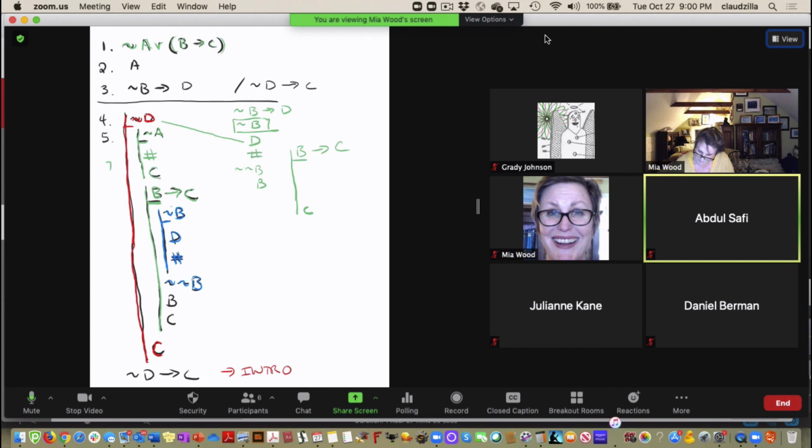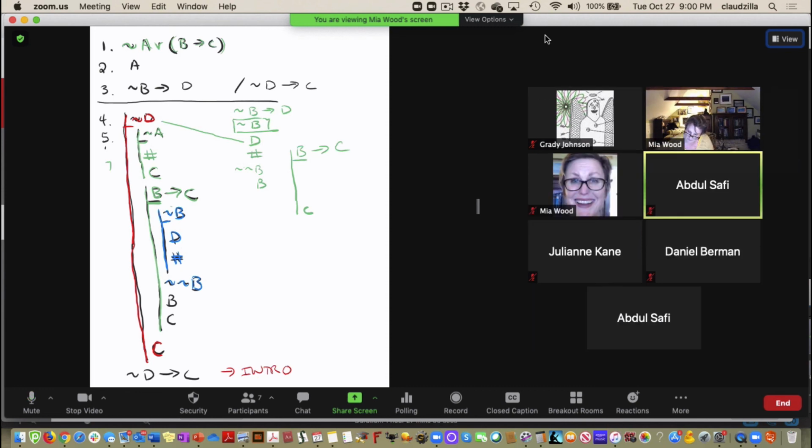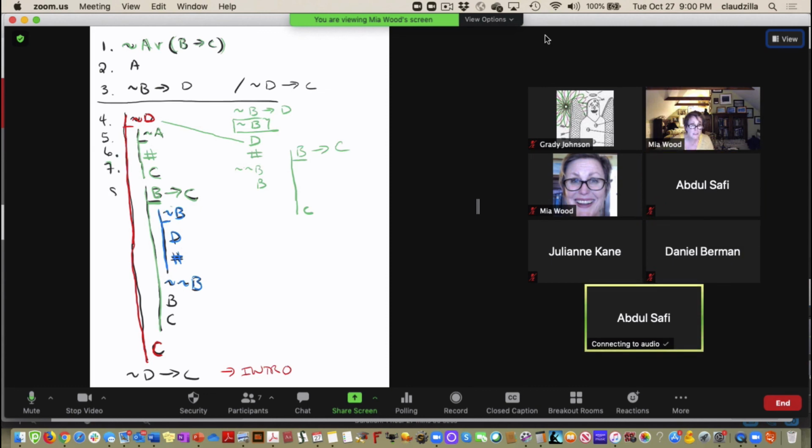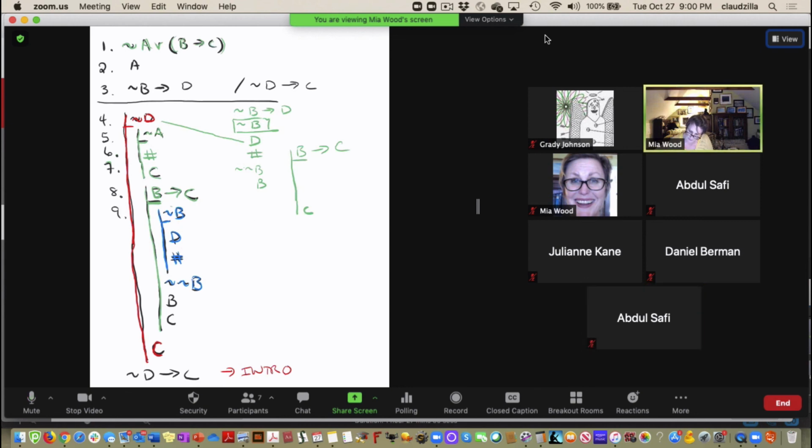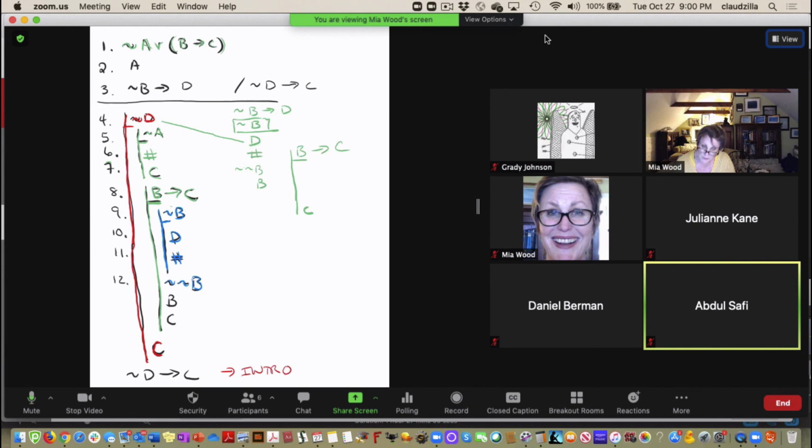All right, so let's number this and then let's fill in the blank. So 4 is an assumption, 5 is an assumption, 6 is an inference, 7 is an inference, 8 is an assumption, 9 is an assumption, 10 is an inference, 11 is an inference, 12 is an inference, 13 is an inference, 14 is an inference, 15 is an inference, and 16 is an inference, and the final one.